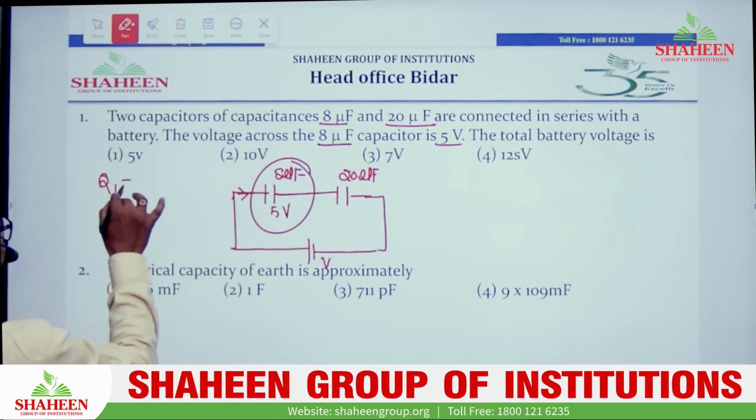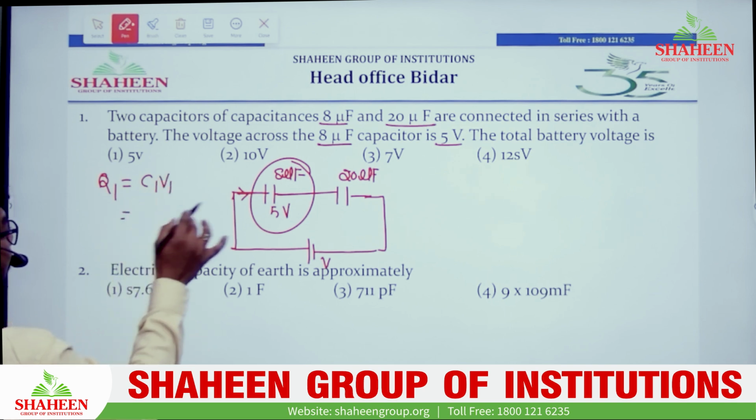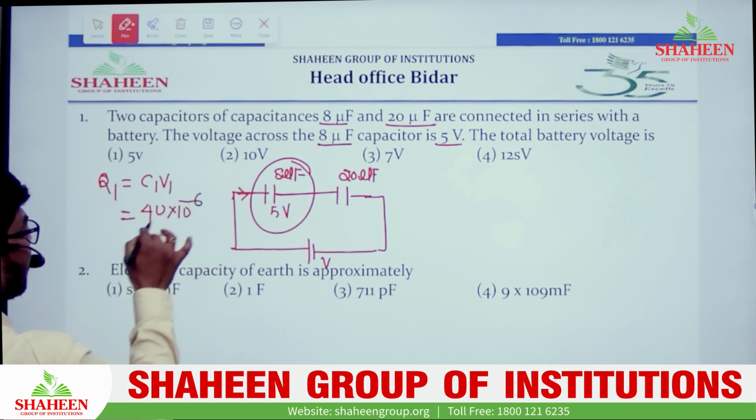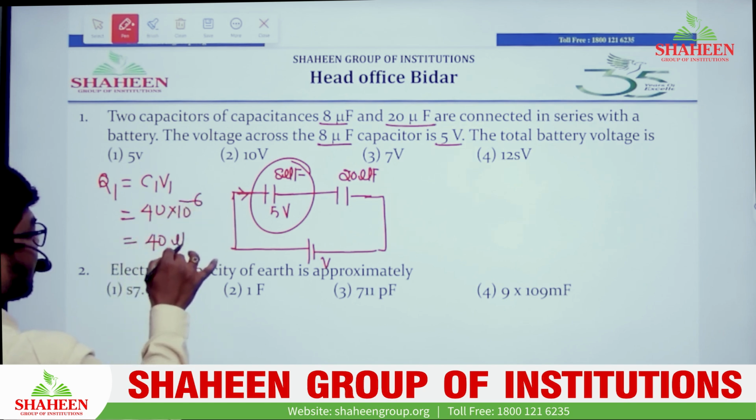First capacitor Q1 is equal to C1 into V1. C1 into V1, 8 into 5 is 40. 40 into 10 power minus 6, or 40 microcoulombs charge.